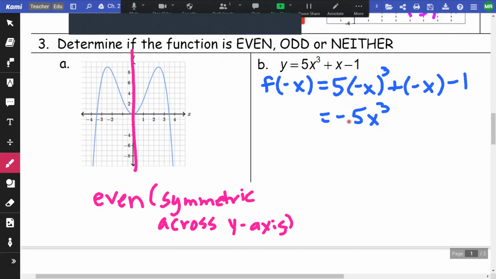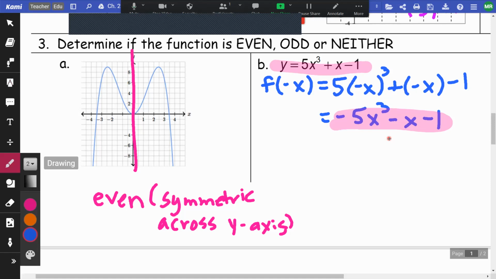So this negative 5 times x cubed, because a negative to an odd power is a negative, and negative times 5, so I get a negative 5x cubed. Here I get a positive times a negative, so that's going to be a negative x minus 1. So what we need to do is look at our original equation. This is the original one. This is not the same, so that's not even.